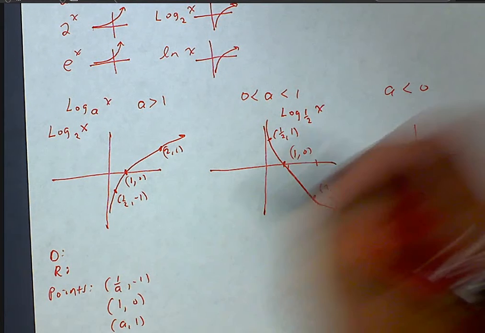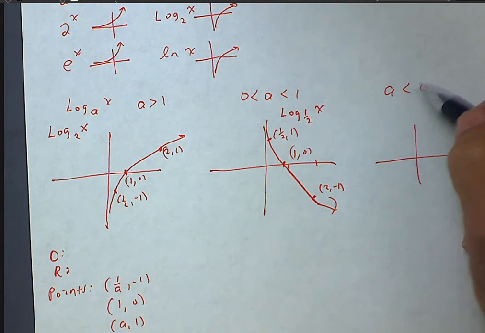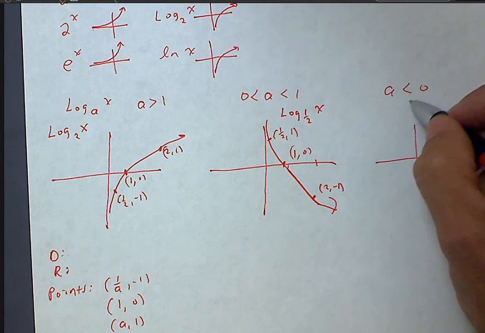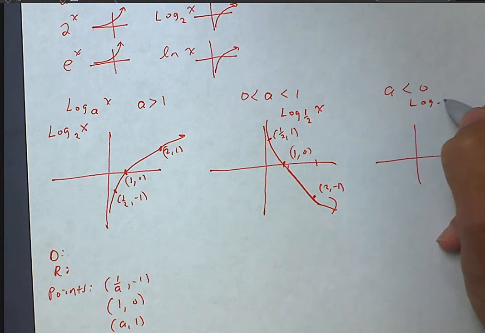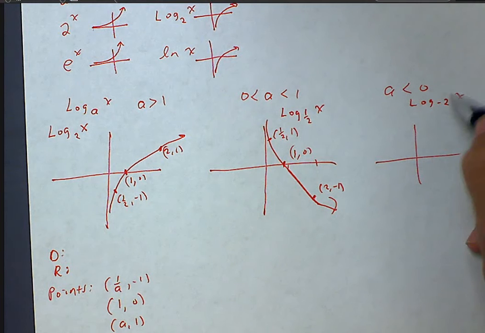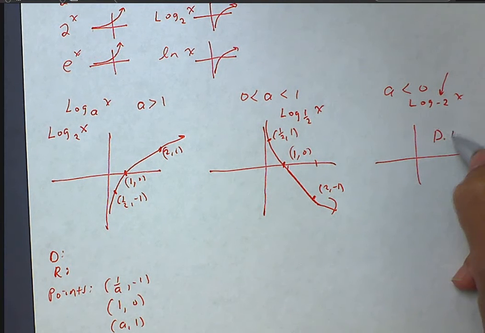The third case is a less than 0. So let's say log base -2 of x. This does not exist. You cannot have a log to a negative base. So this graph would not exist.